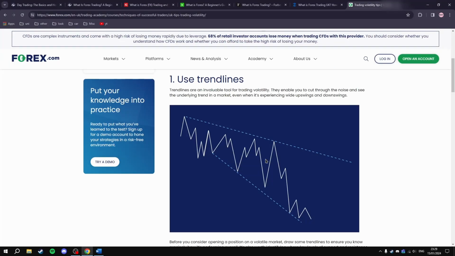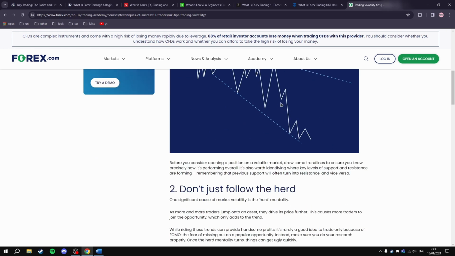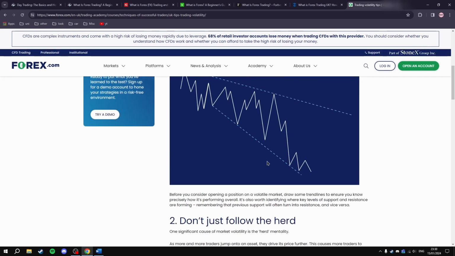They enable you to cut through the noise and see the underlying trend in the market even when it's experiencing wide upswings and downswings. Before you consider opening a position on a volatile market, draw some trend lines to ensure you know precisely how it's performing overall. It's also worth identifying where key levels of support and resistance are forming, remembering that previous support often turns into resistance and vice versa.